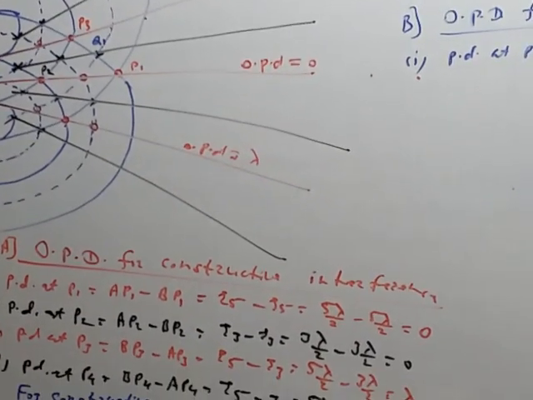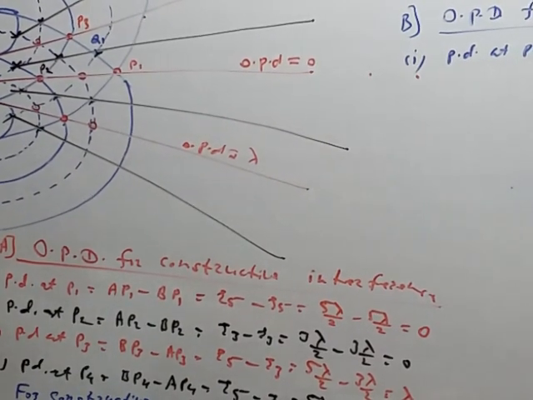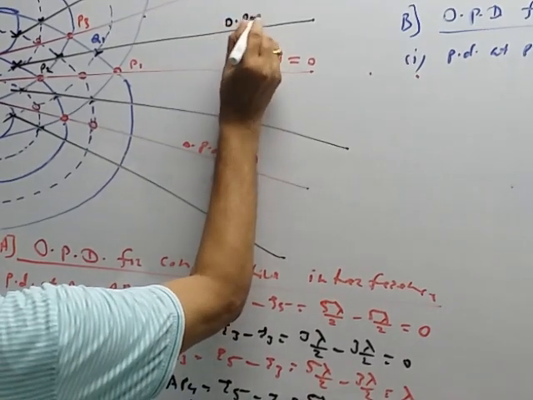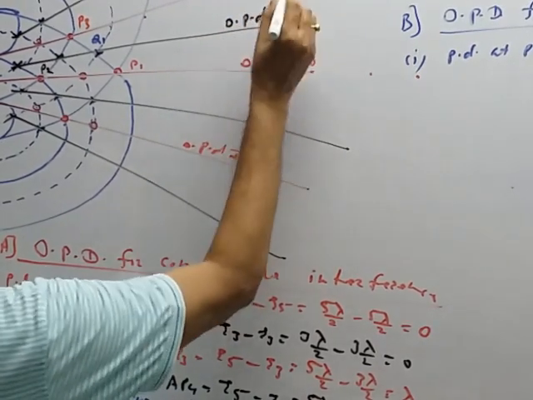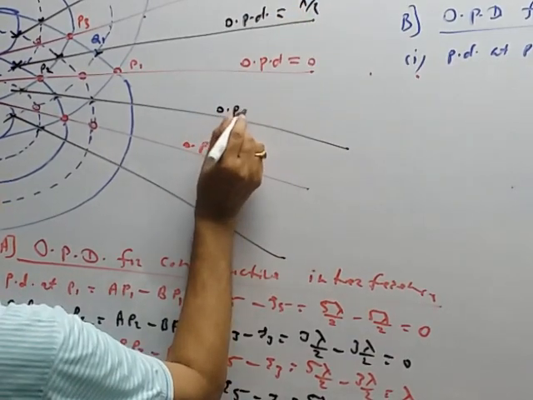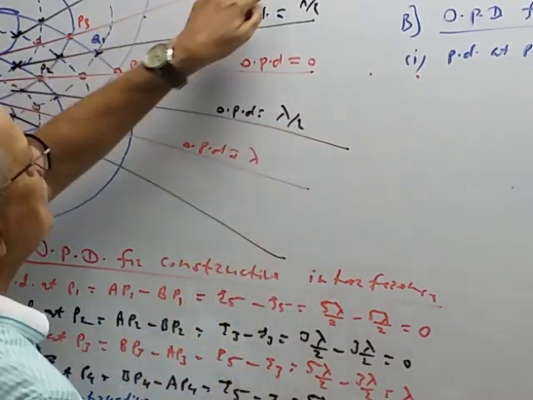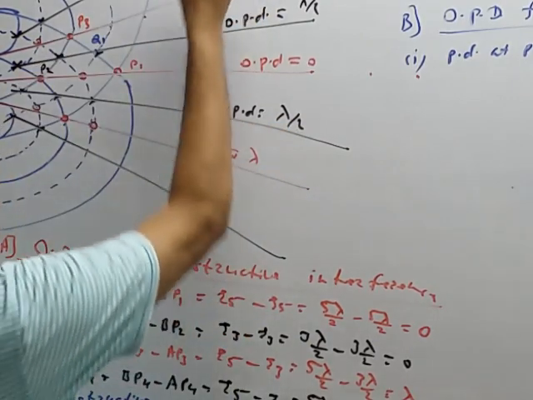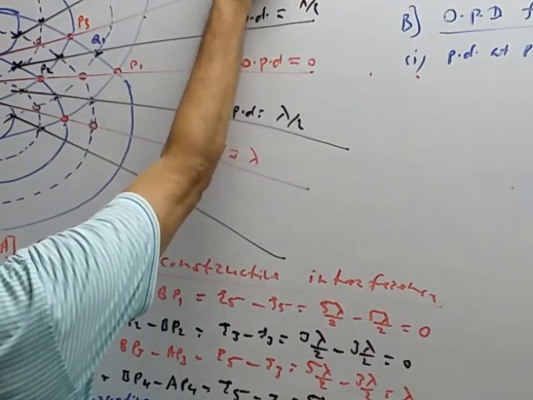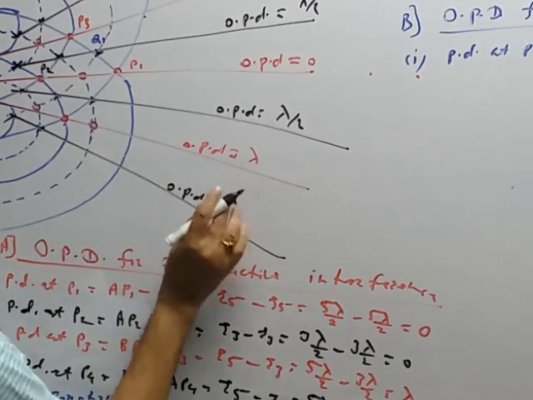By symmetry we can get the same value here also. Path difference is between 0 and lambda, so this is equal to lambda by 2. By symmetry, path difference on this line is also lambda by 2. Now, this path difference is lambda, this is 2 lambda. So on this line, the optical path difference will be equal to 3 lambda by 2. By symmetry, the optical path difference here is also 3 lambda by 2.